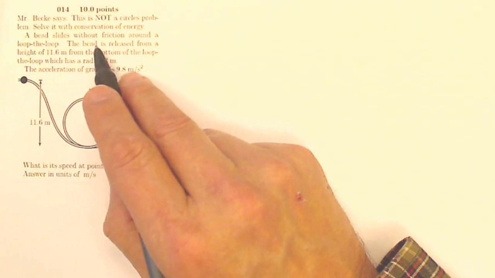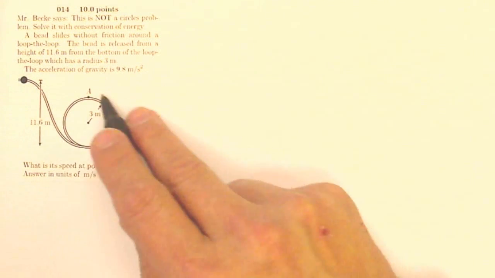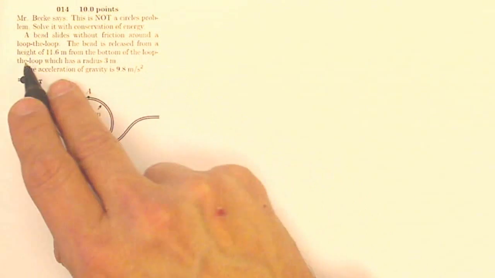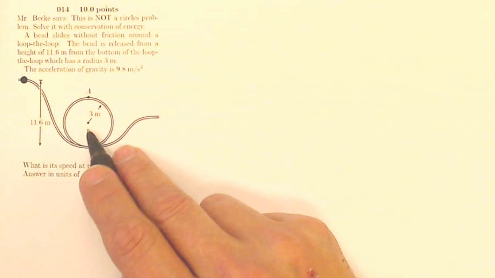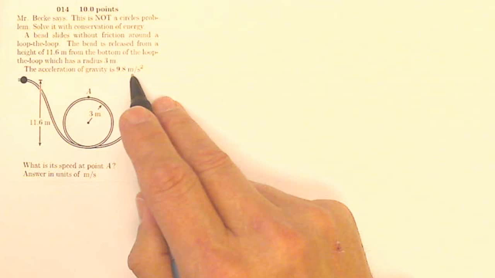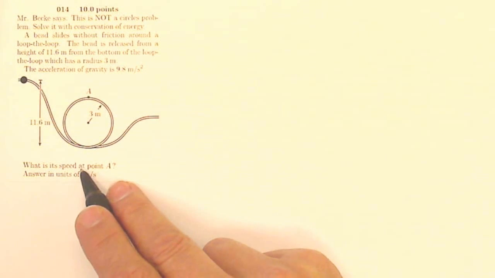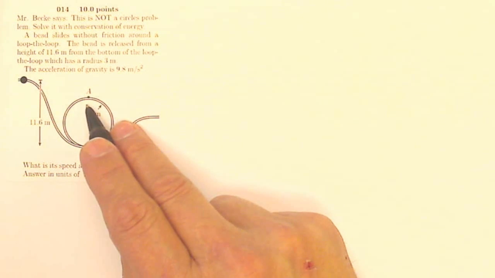It says a bead slides without friction around a loop. The bead is released from a height of 11.6 meters from the bottom of the loop. The loop has a radius of 3 meters. The acceleration of gravity is 9.8. What is the speed at point A?